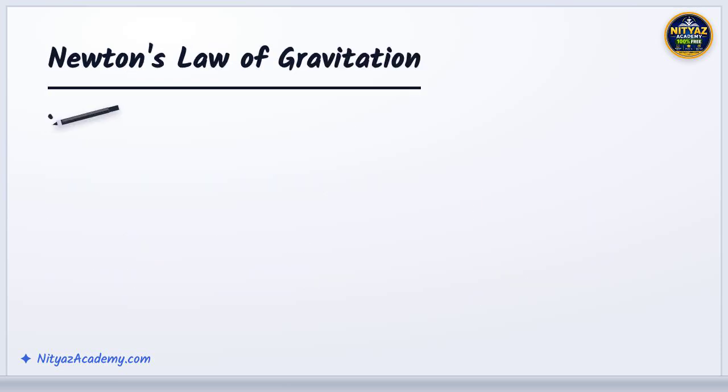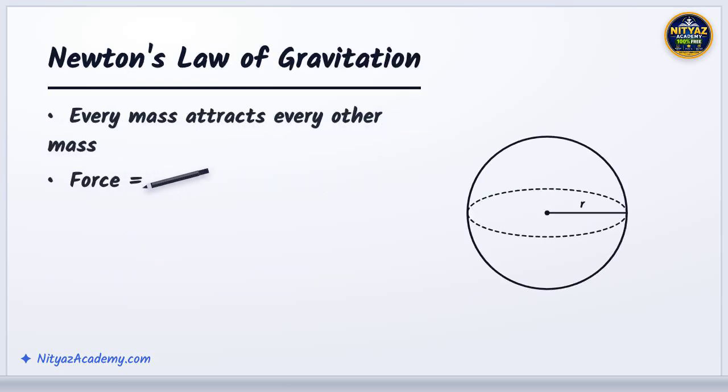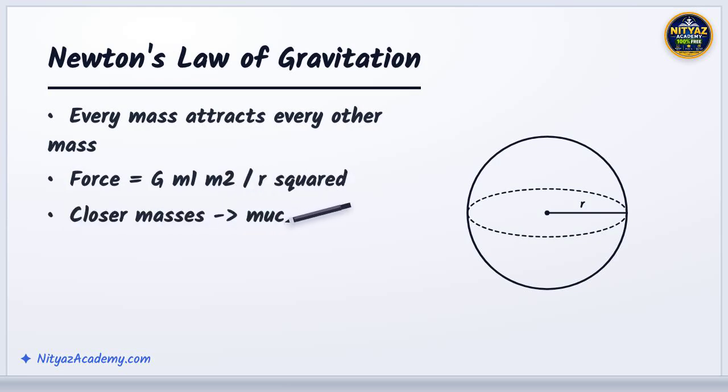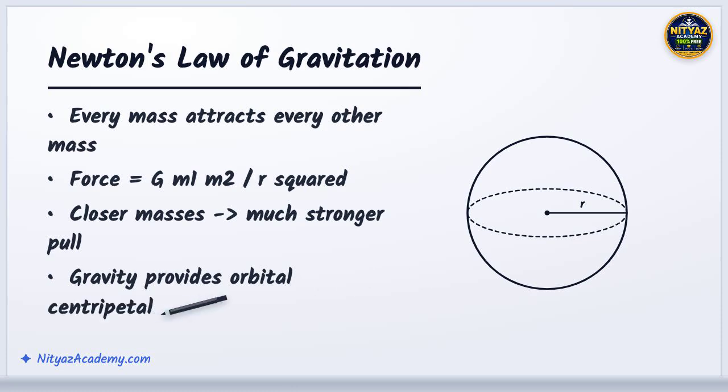line. Newton realized that every mass in the universe pulls on every other mass. The gravitational force equals a constant G times the two masses, divided by the distance between them squared. Double the distance and the force drops to a quarter. For orbits, gravity is the centripetal force. The sun's gravitational pull bends a planet's path into the circle we call an orbit.